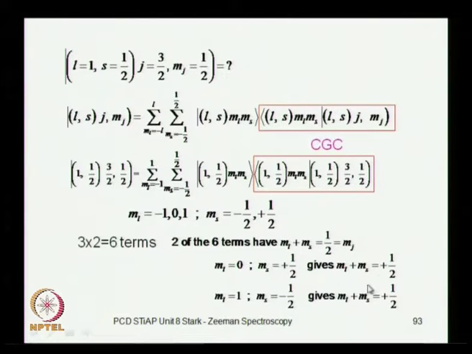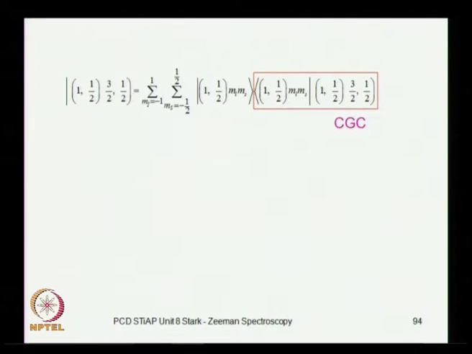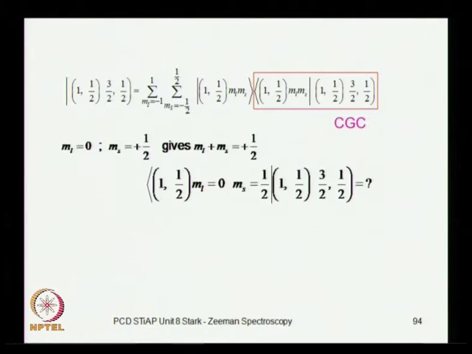So these are the only 2 terms that you need to consider, because both of them give you ml plus ms, which is equal to half, which is the value of mj here. So now you need to find the Clebsch-Gordon coefficients for these 2 terms only, and let us take one of those. So let us take the case when ml is 0 and ms is equal to half.